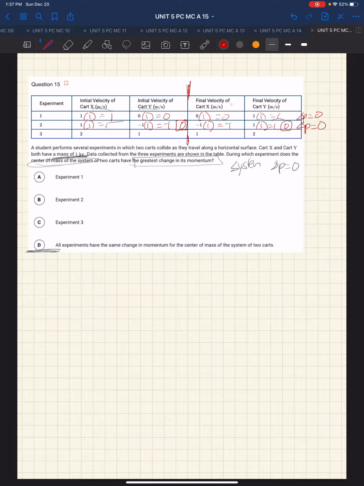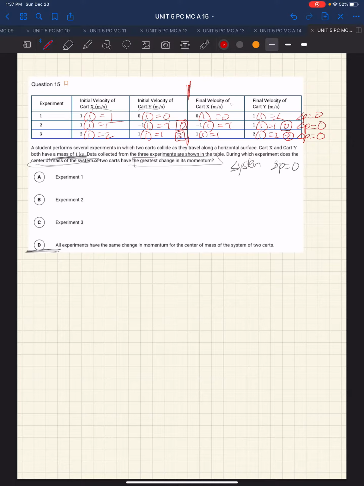And in the third case, we have 2 times 1, which is 2, and 1 times 1, which is 1, which gives us a total momentum of 3. And afterward, we have 1 times 1, which is 1, and 2 times 1, which is 2, gives us a total momentum of 3. And again, the change in momentum is 0.